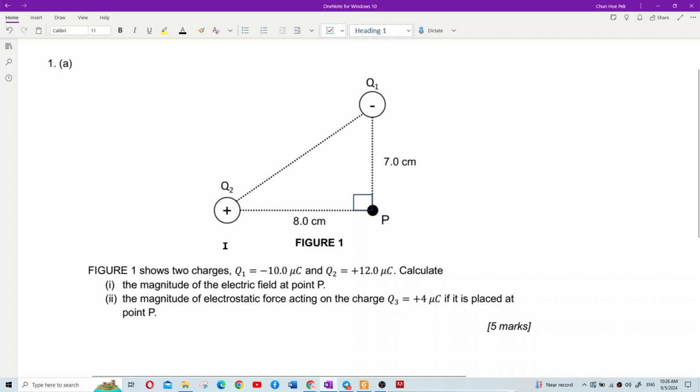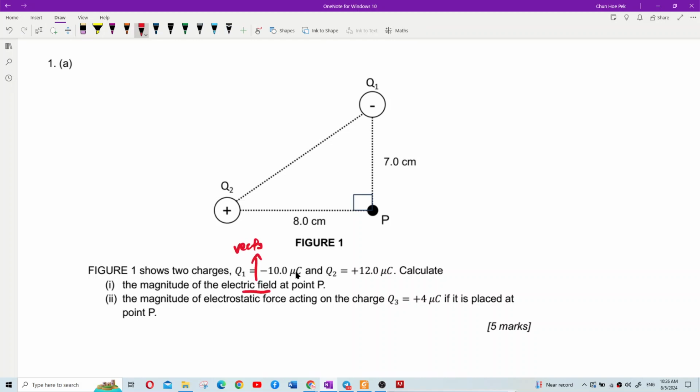So you see, calculate the electric field at point P. So you have a negative charge and a positive charge here. Electric field is a vector. So, vector, you must have a diagram, a vector diagram. You need a vector diagram. You must draw the arrow.